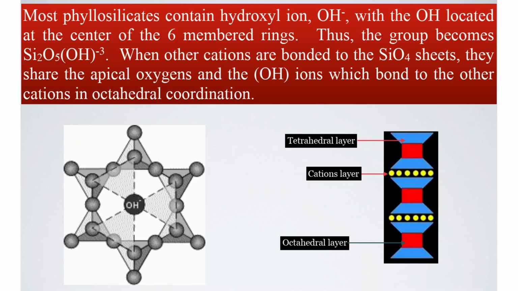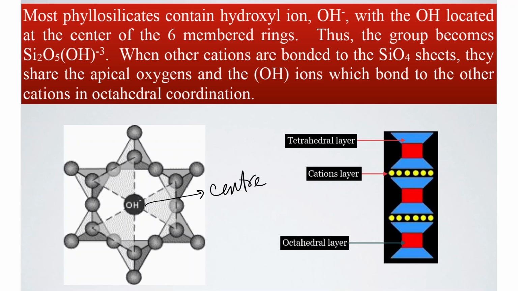Now why is it that the additional hydroxyl ion gets into it? The reason is this, which you can see here in this one repeating unit. You can see how that space is created. So most phyllosilicates contain hydroxyl ion, the reason being that the OH is located at the center of the six membered rings. So the composition of that group now becomes Si2O5 OH minus 3.